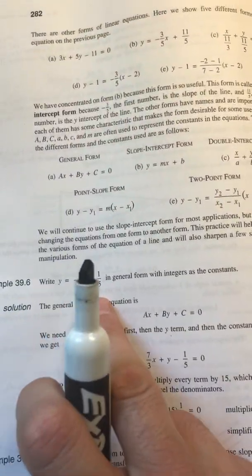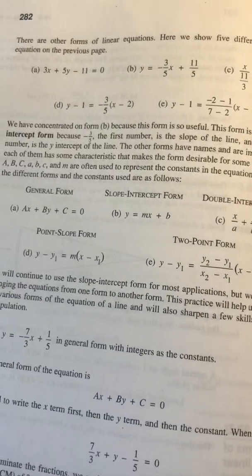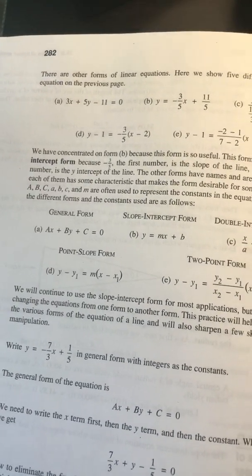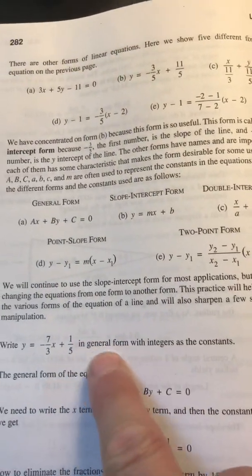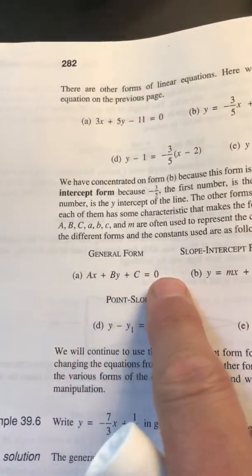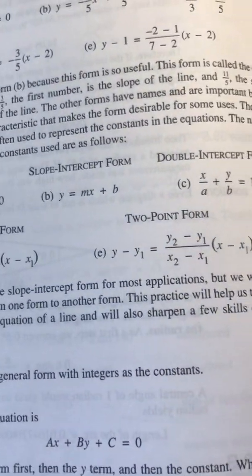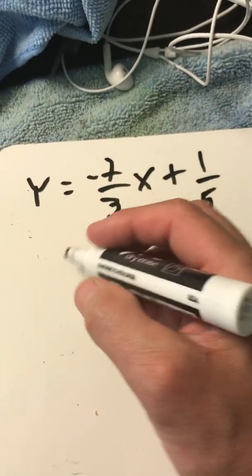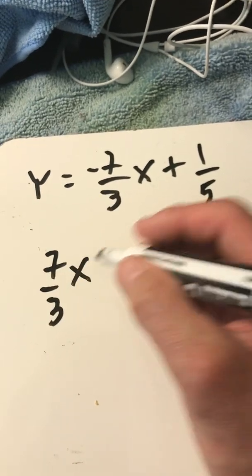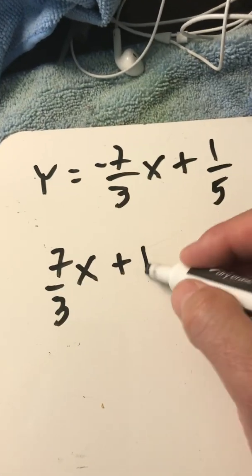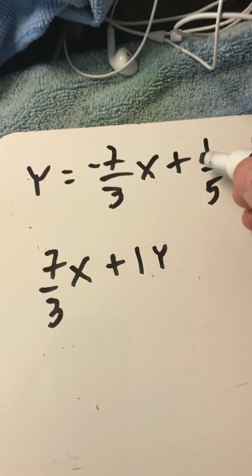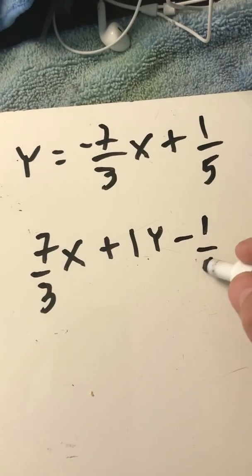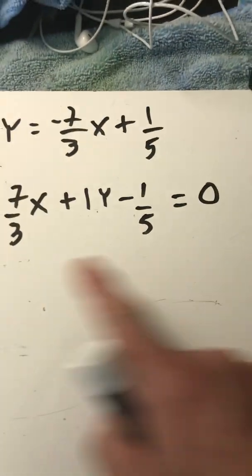So y equals -7/3 x plus 1/5. And they want that in general form. General form means everything on one side, the other side equal to 0. And they want integers as the constants. All right? So we're going to get everything on one side. I'm going to add 7/3 x plus 1y. Technically, there's a 1 in front of that y. And then I'm going to subtract 1/5 this way equals 0. Now, everything's on one side equals 0.